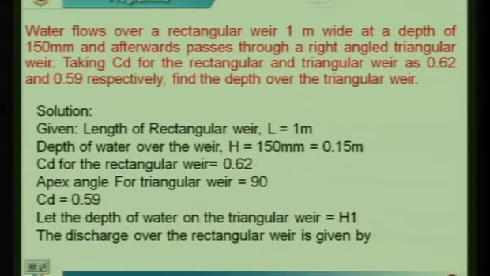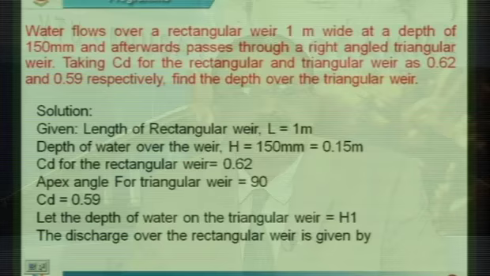Water flows over a rectangular weir 1 meter wide at a depth of 150 mm and afterwards passes through a right angle triangular weir. Sir, you didn't start the weirs at all, now we are introducing weir in the problem. Absolutely not an issue. I am going to talk about the weirs in a couple of minutes from now onwards. For the time being, let us read this given problem as it is. Water flows over a rectangular weir 1 meter wide at a depth of 150 mm and afterwards passes through a right angle triangular weir.